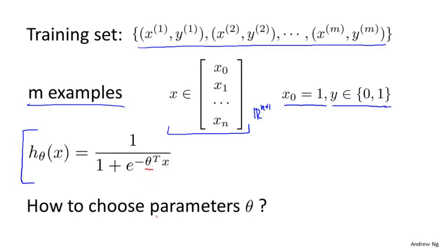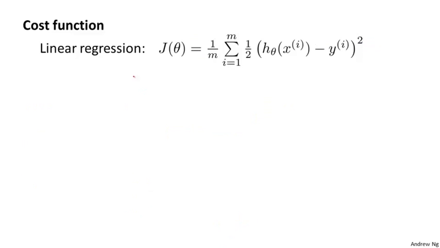And the question I want to talk about is, given this training set, how do we choose or fit the parameters theta? Back when we were developing the linear regression model, we used the following cost function. I've written this slightly differently, where instead of 1 over 2m, I've taken the 1/2 and put it inside the summation instead.